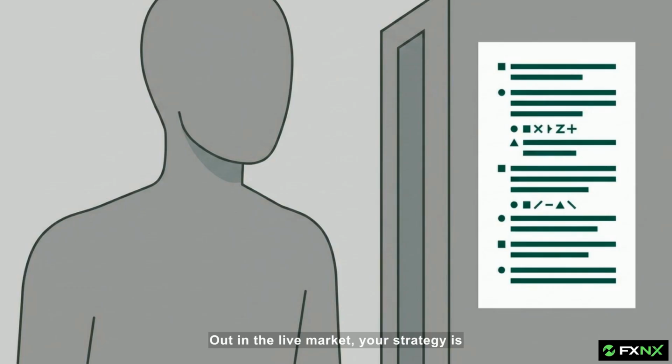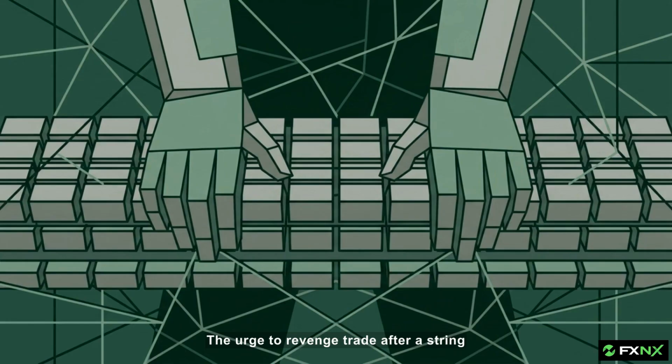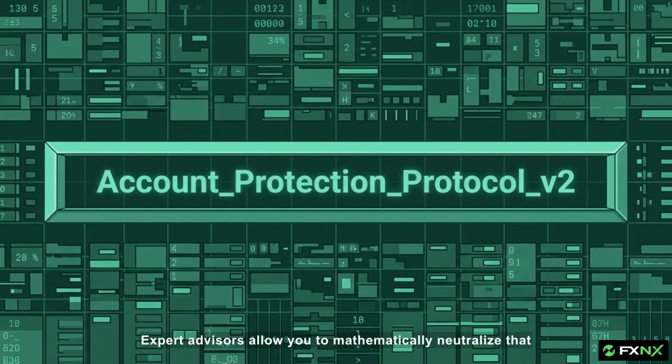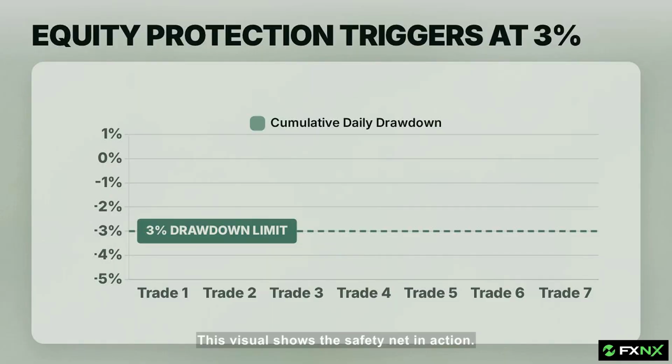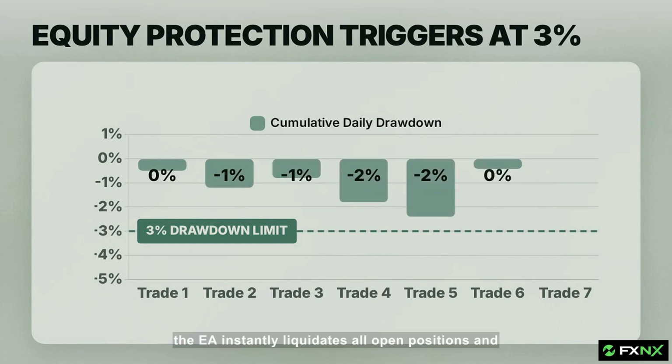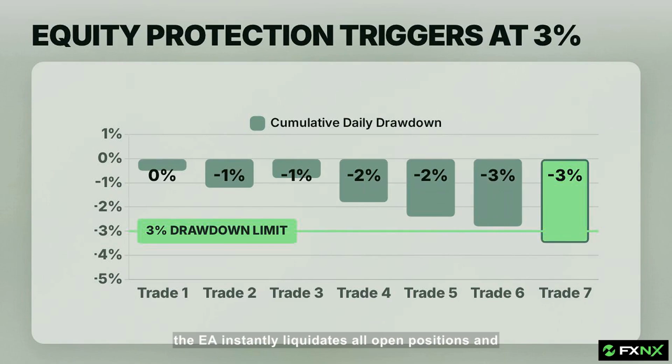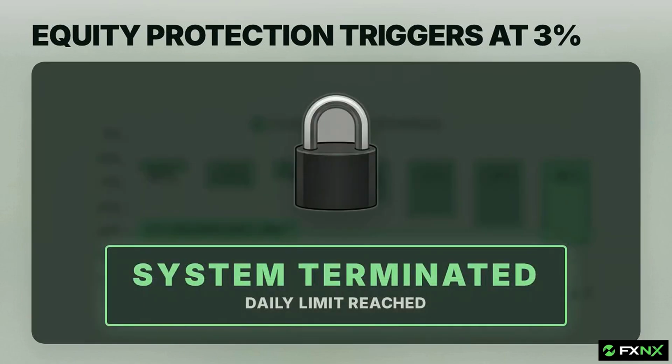Out in the live market, your strategy is only as strong as your discipline. The urge to revenge trade after a string of losses will clear an account faster than any market crash. Expert advisors allow you to mathematically neutralize that temptation. You can program a maximum daily drawdown limit directly into the core code of the system. This visual shows the safety net in action. If your daily equity drops by exactly 3%, the EA instantly liquidates all open positions and terminates the trading session. You literally cannot place another trade.